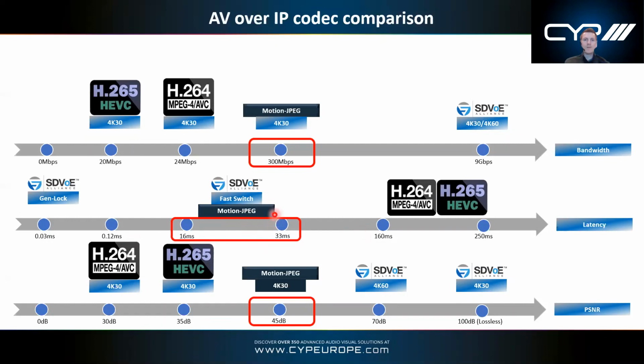In terms of latency, again, the 1 gig system sits here with the Motion JPEG between 16 milliseconds and 33, depending on the settings of the unit. The quickest we do is the SDVoE products, which have very low latency. And then as you go to H.264, H.265, those have more latency, which is another limitation of those systems. And then you've got the picture signal to noise ratio. Again, the 1 gig system sits right in the middle. Top end is SDVoE with the highest image quality, and then the other formats at the bottom, depending on what the application is.